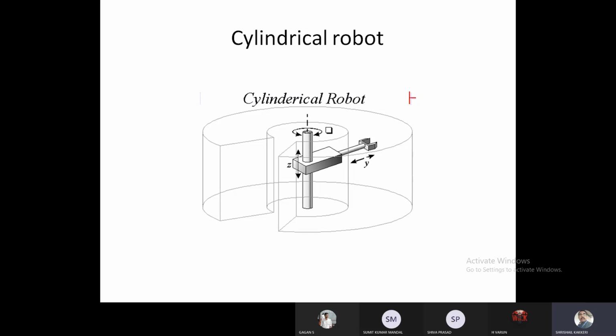Next point, what about the mechanical stability? The mechanical stability of these robots will be good enough when the arm is not extended much. As an example, how much load can you carry?